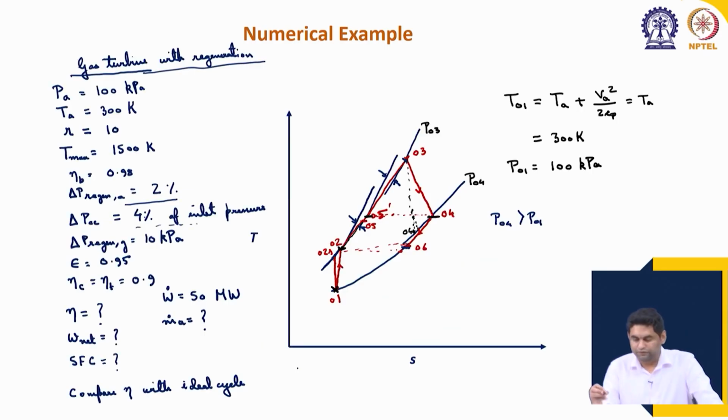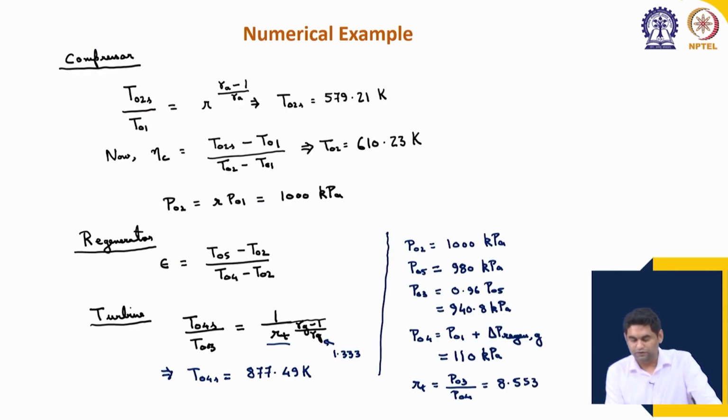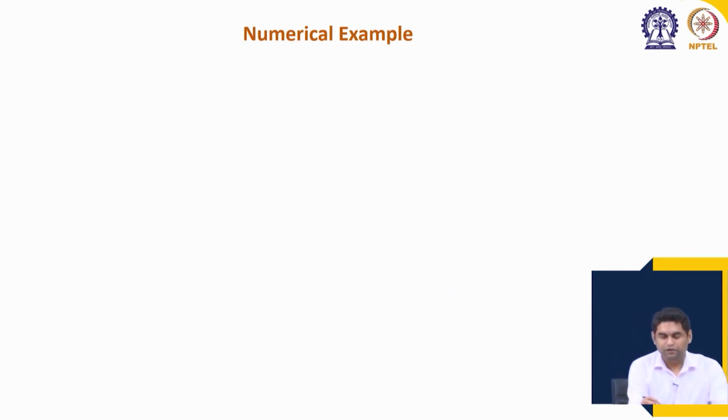So, we have reached this point 04S. Now, we will need to find the point 04. Why do we need to find the point 04 first? Because then only we can find the point T05. So, for 04, we will use the isentropic efficiency of the turbine. What is the isentropic efficiency of the turbine?